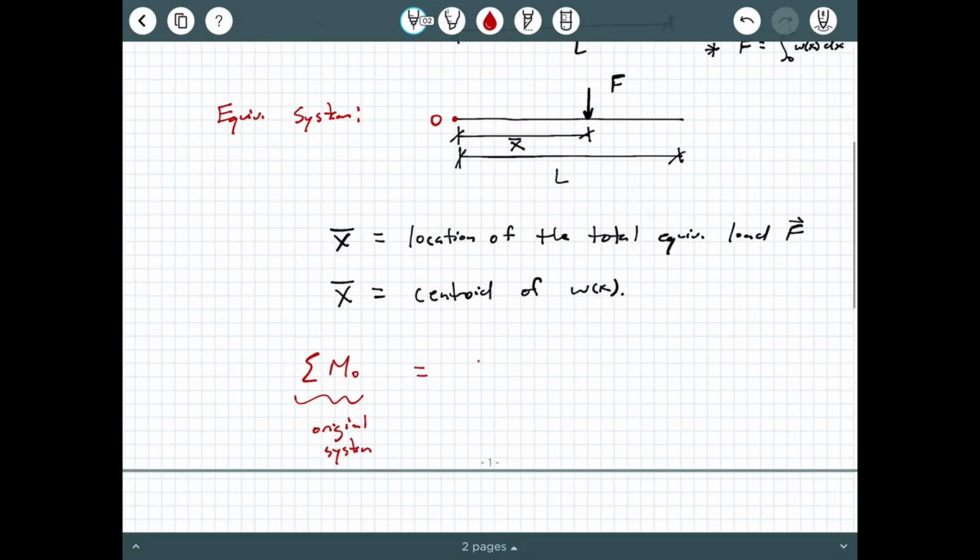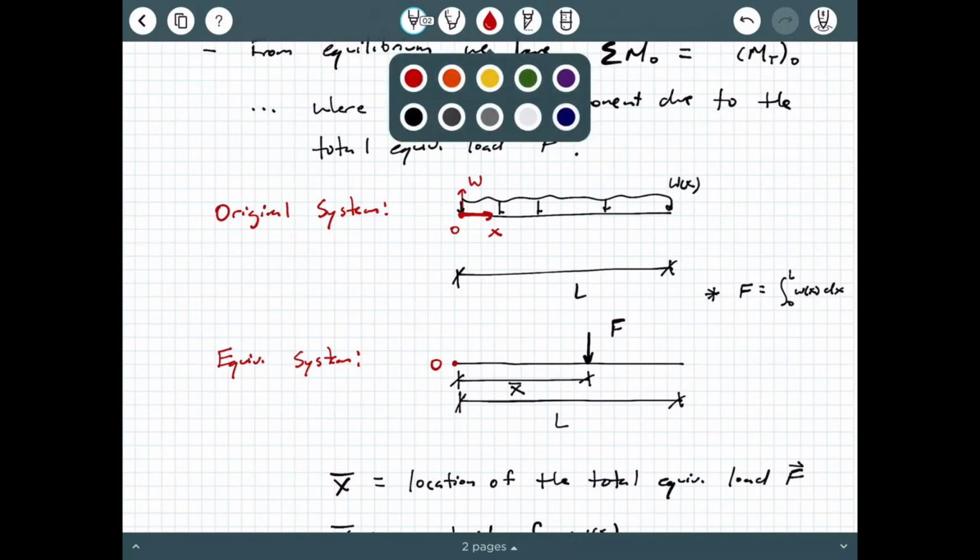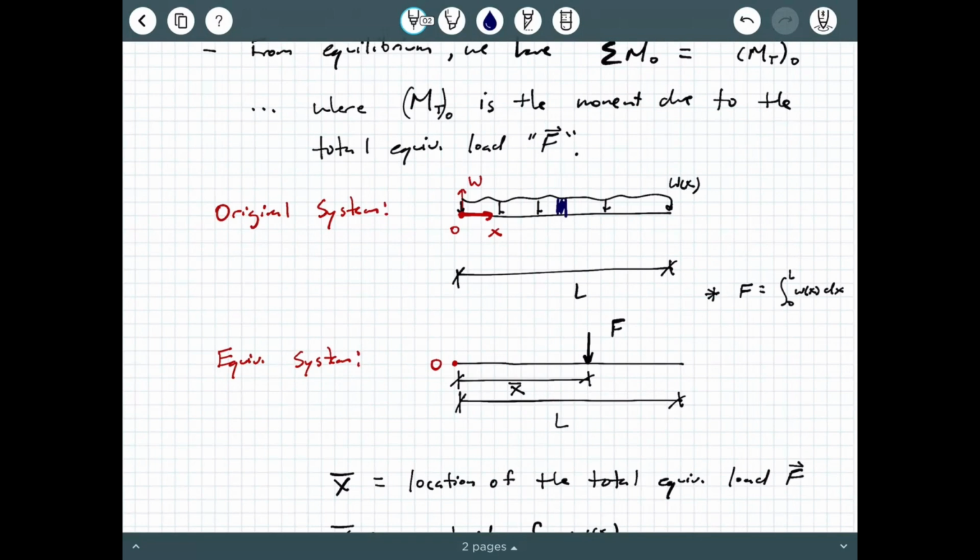So I'll rewrite that here. We're going to say the sum of the moments about point O from the original system equals the total moment about point O in the equivalent system. Okay, so let's piece that together. Looking at the original system, what do we mean by the sum of the moments about point O in the original system? How do we rationalize that with a distributed load? Well, here again, we need to think of it in an integral form.